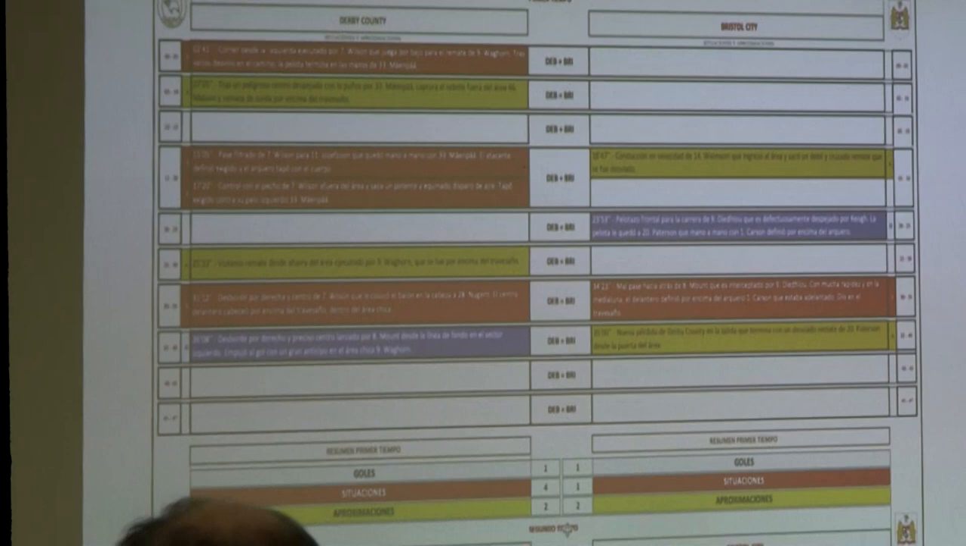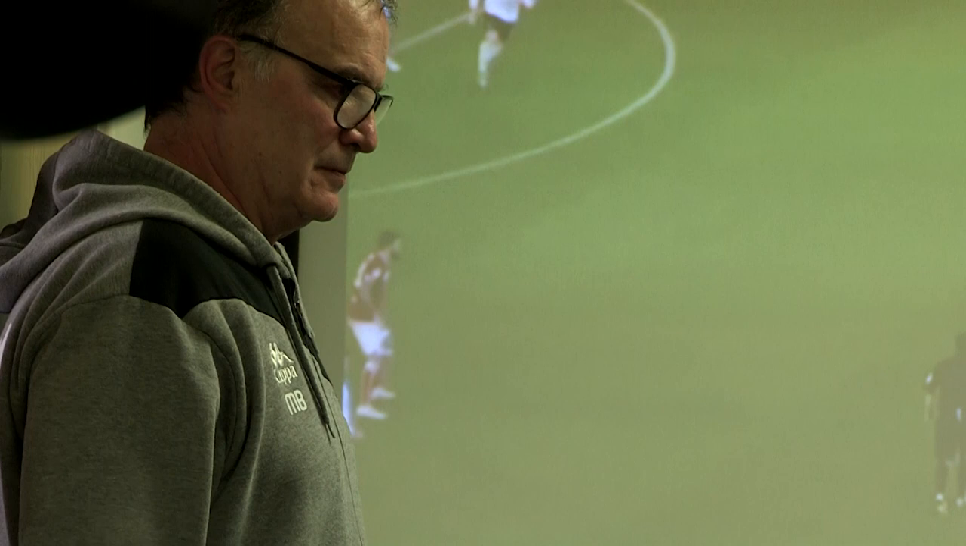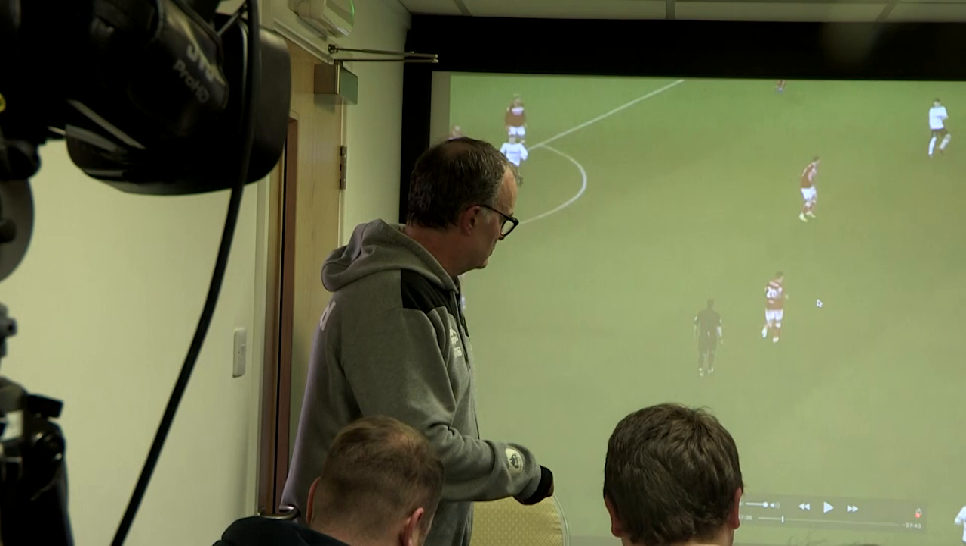When you see 41 minutes of attack, you discover the matrix the team has for attacking. You see the path for the opponent to attack. And if you do the same analyzing the chances conceded by Derby County, you see the defensive weaknesses that Derby County repeats.